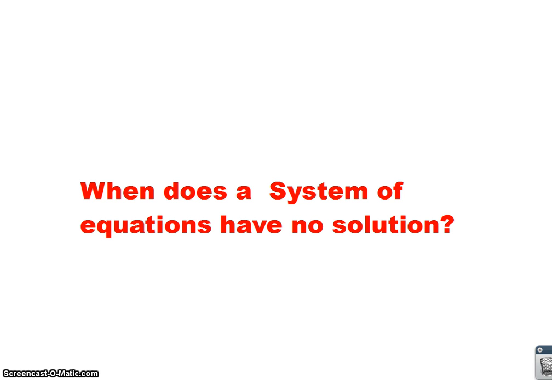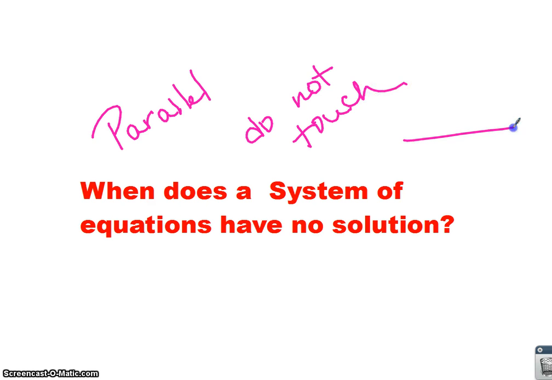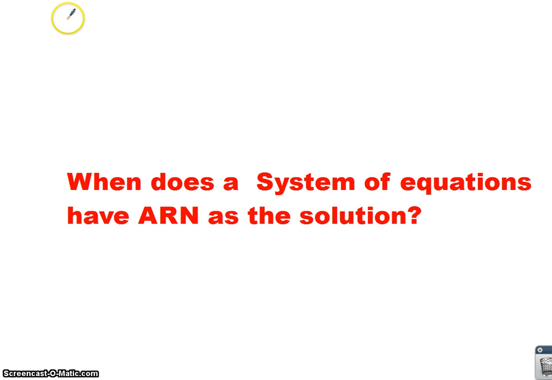When does a system of equations have no solutions? This is when your lines are parallel and do not touch. So if you had something like this, it would be no solution. When does a system of equations have infinitely many solutions? This would be when they are the same line. When you look at the graph and the line is on top of the other one.